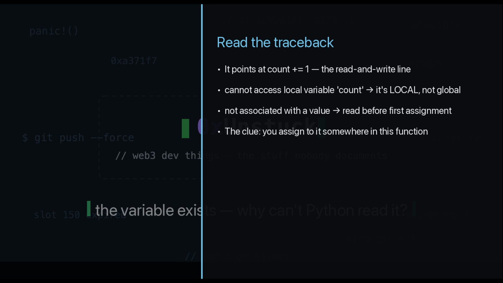The traceback tells you exactly what happened. It fingers the += line, the one that reads and writes at once. It says local variable, that's the keyword. Python is convinced count is local, and "not associated with a value" means you read it before the local was ever set. The tell is always the same. Somewhere in this function you assign to that name, and that's what made it local. Find the assignment and you found the cause.